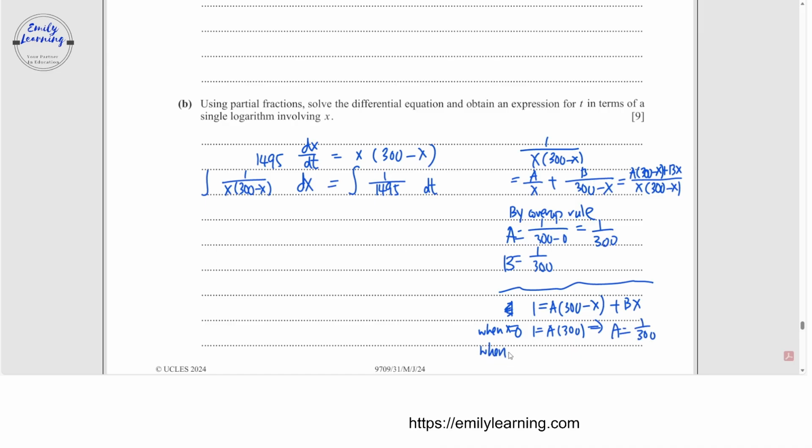When x equals 300, I have 1 equals A times (300 − 300). 300 minus 300 is 0, so 0 times A is 0, and I'll be left with 300B. Therefore B is 1 over 300. So I know that this whole thing can be rewritten as 1 over 300x plus 1 over 300(300 − x) dx. All of them have the 300, right? Let me take it out.